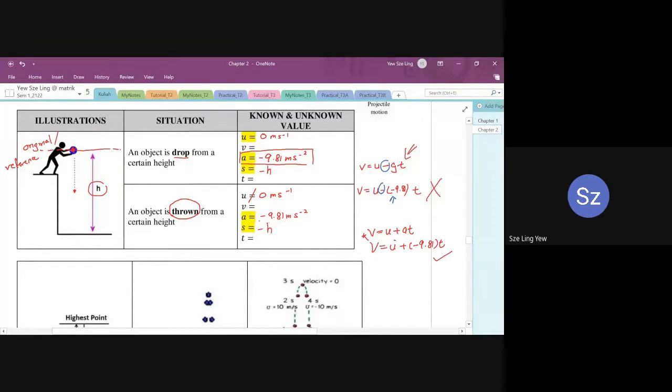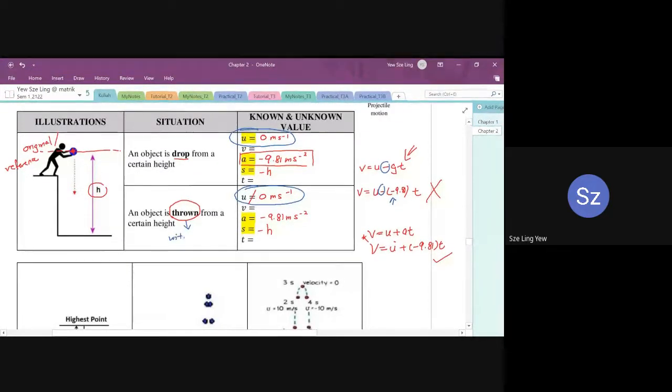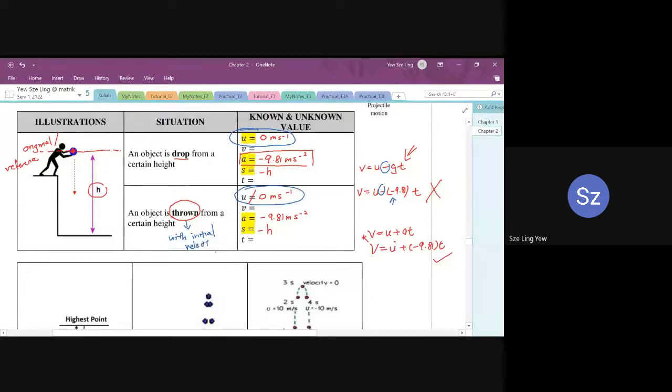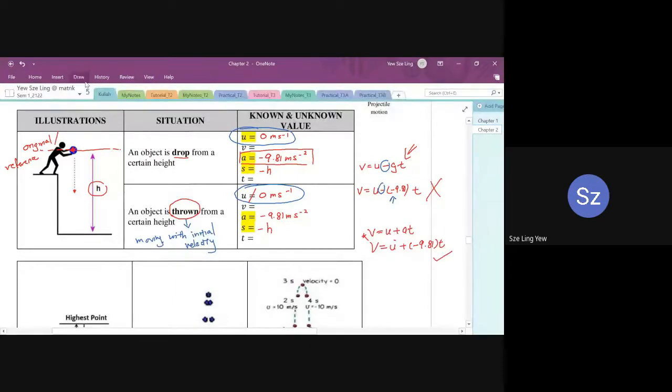So the main difference is the initial velocity. One you know is 0 because you drop something. Another one is non-zero because you throw something with an initial speed. So when you throw, it means the object is moving with initial speed, initial velocity. So that is the main difference between the two of them. The time also is an unknown. So the known values are u, a, and s. You know what happened to these three variables based on the motion, based on the situation given.